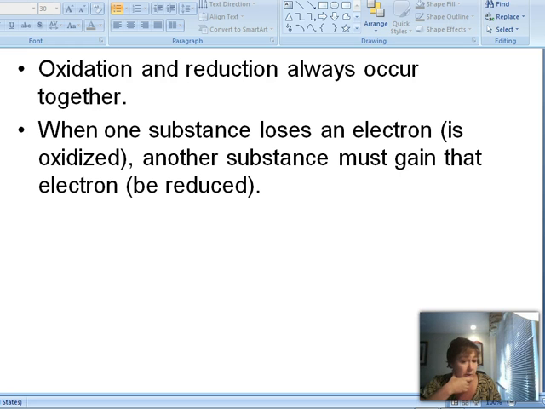Oxidation and reduction always occur together. You can't have, oh, there was just an oxidizing reaction. No, it's redox. It means if something was oxidized, something was reduced. They occur together. You can't separate them. Always together.